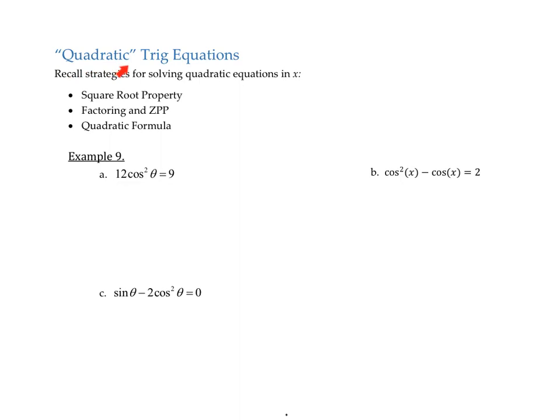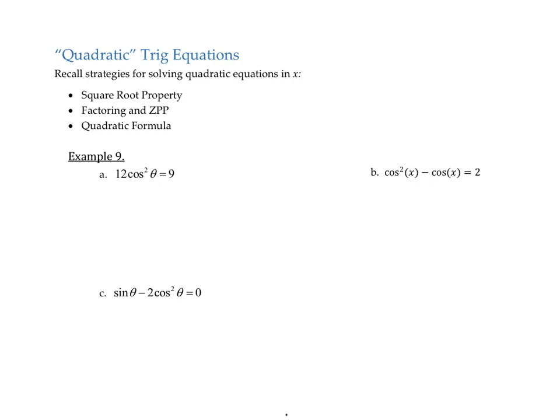So quadratic generally means x squared, but we're talking about quadratic with trig, so what we're talking about is seeing a cosine squared or a sine squared. If you look through all these examples, example 9a, we have a cosine squared. We have a sine, but then also a cosine squared. We have a cosine squared here. So quadratic trig equations just mean that there is a square of the trigonometric function.